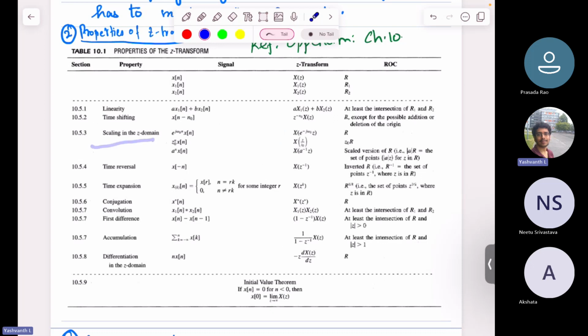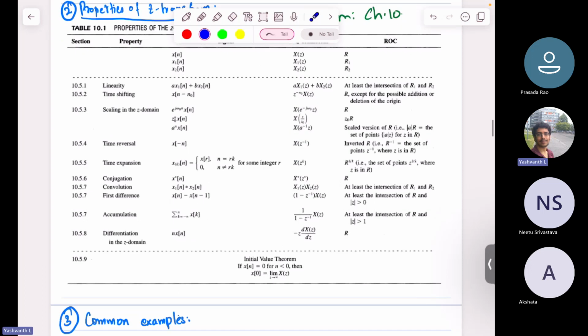Scaling in the z domain, that is, you multiply your x of n by z naught power n. Very similar to your Laplace transform. You scale in the s domain, right? Laplace domain. So similarly, you do scaling in the z domain. The corresponding z transform is given by x of z by z naught.